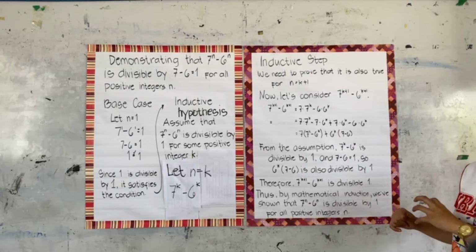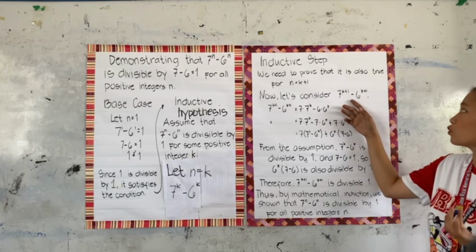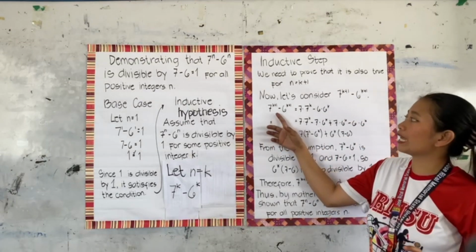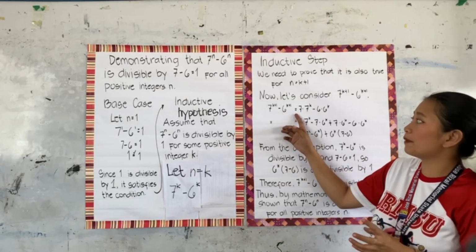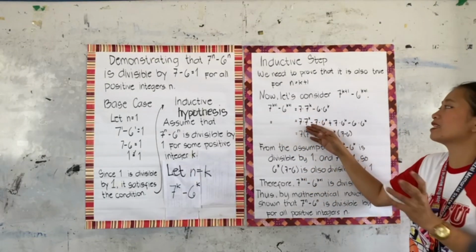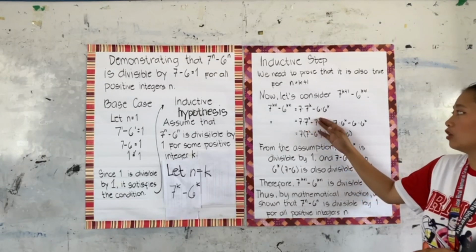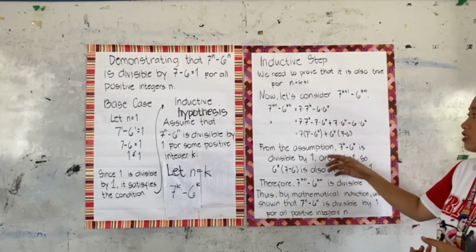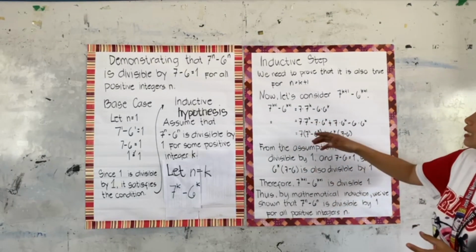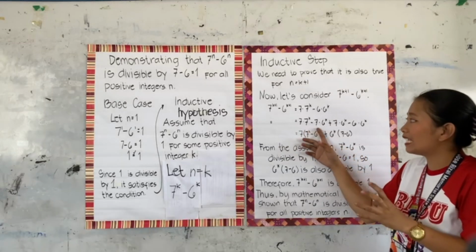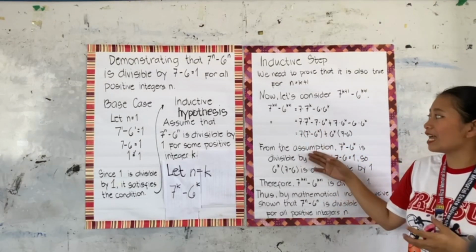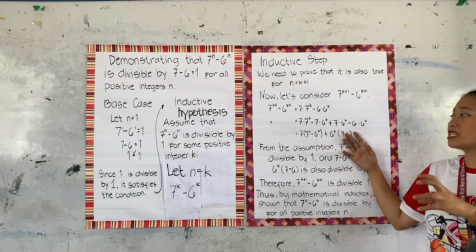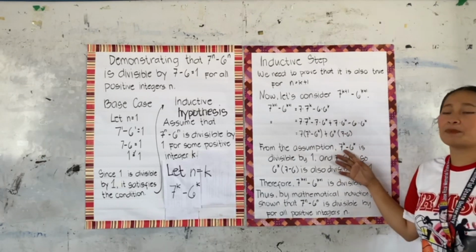Now let's consider 7 raised to k plus 1 minus 6 raised to k plus 1. So 7 raised to k plus 1 minus 6 raised to k plus 1 is equal to 7 multiplied by 7 raised to k minus 6 multiplied by 6 raised to k. So it equals 7 multiplied by 7 raised to k minus 7 multiplied by 6 raised to k plus 7 multiplied by 6 raised to k minus 6 multiplied by 6 raised to k.